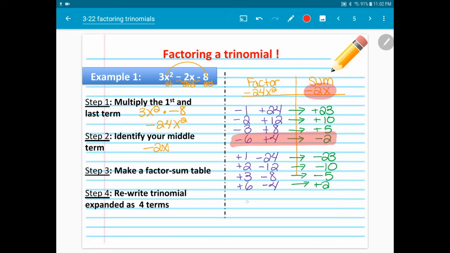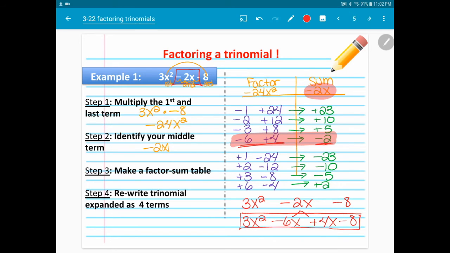So now I'm rewriting my first term and my last term. But instead of my middle being negative 2x, I'm changing that. So it was negative 2x, but now I'm splitting it up. It was negative 2x, and now I'm splitting it to be negative 6x and positive 4x. So that's our expanded form.